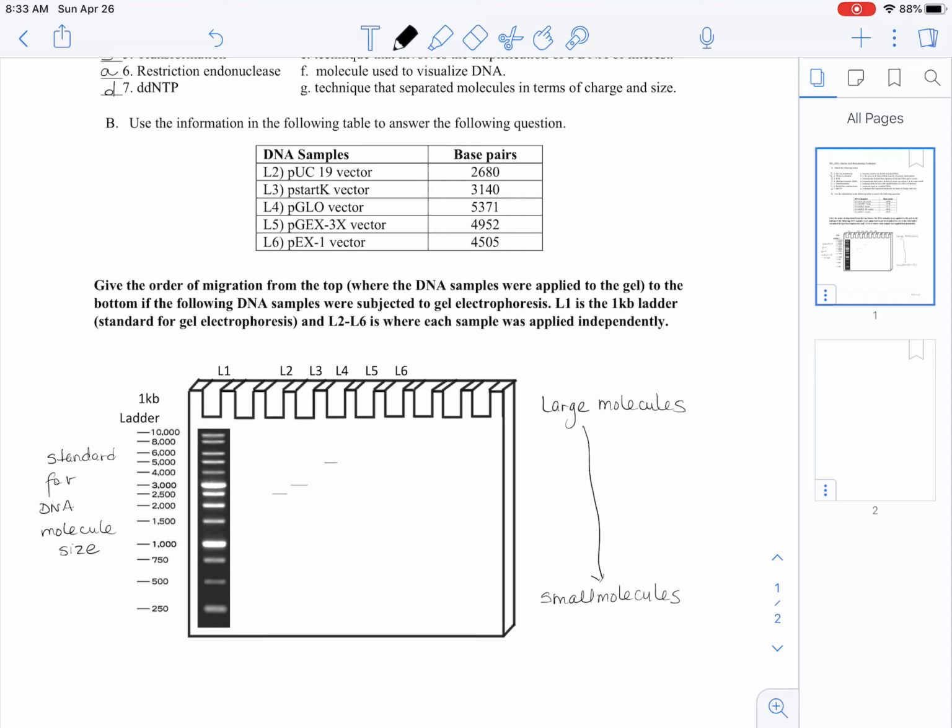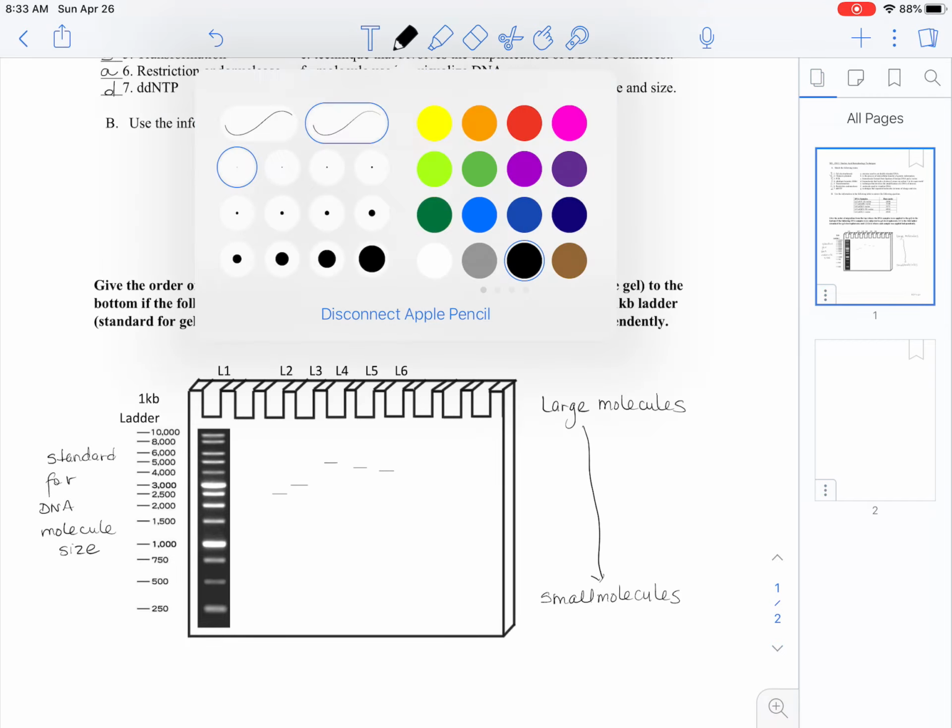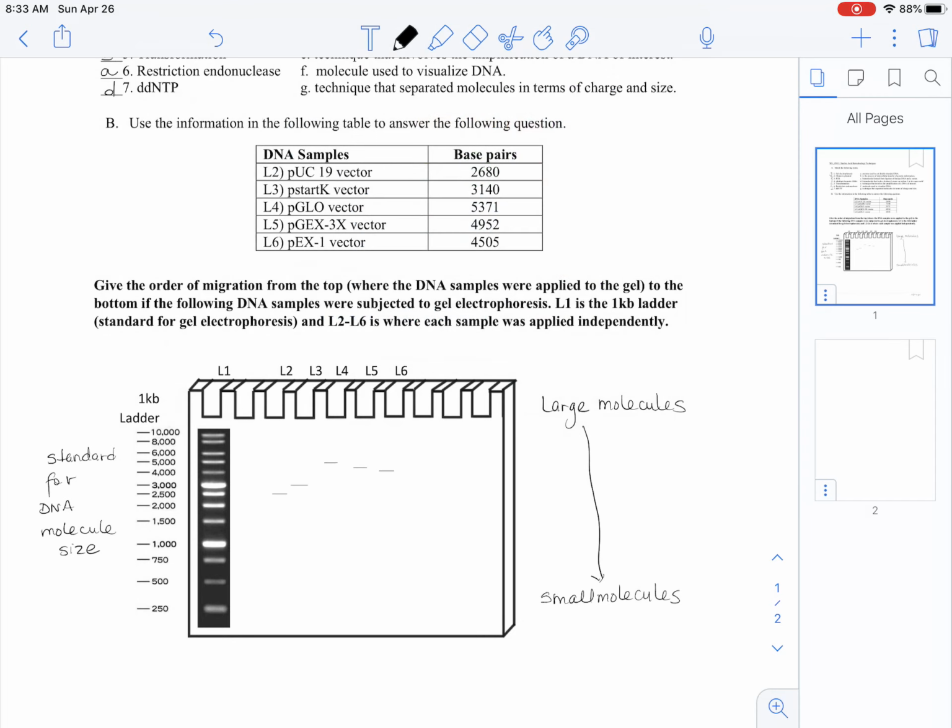Then we're going to have on lane 5 a vector that is 4952. So it's going to be a little bit lower than the one that we just drew. And lastly, we're going to have a vector that is about 4505. So it's going to be a little bit lower than the one that we just wrote. Let me just make them a little bit darker. A little bit too much.